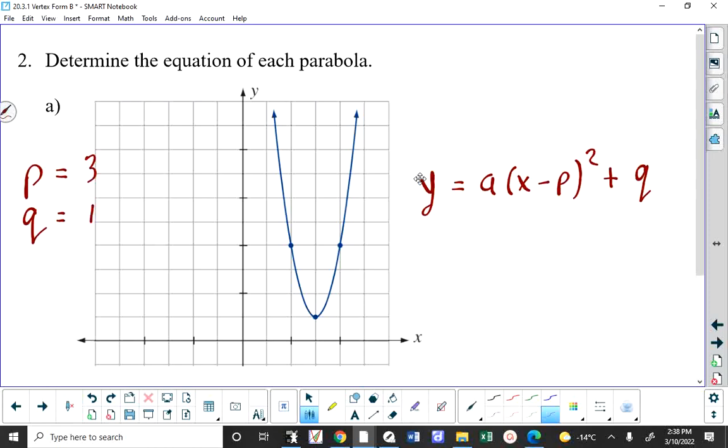P is equal to 3, Q is equal to 1, because the vertex is at 3, 1. This point right here is at 3, 1, and the vertex is always at P, Q. So we can load in now, instead of writing y equals a times x minus p quantity squared, we can write a times x minus 3 quantity squared. Plus, instead of writing q, we can write 1.